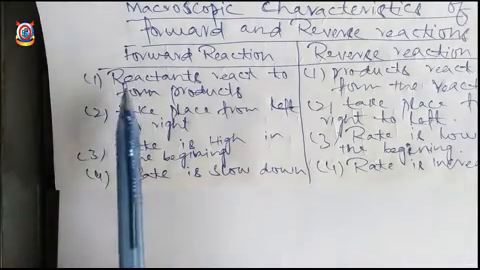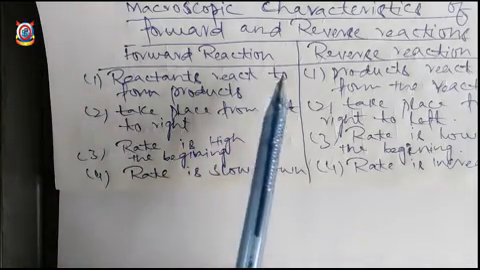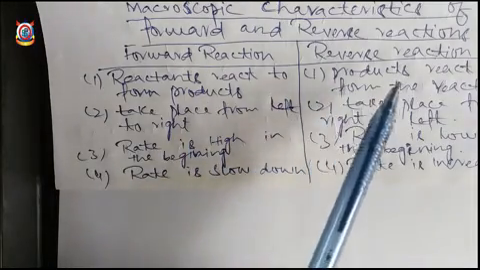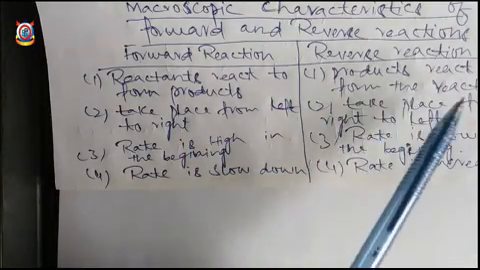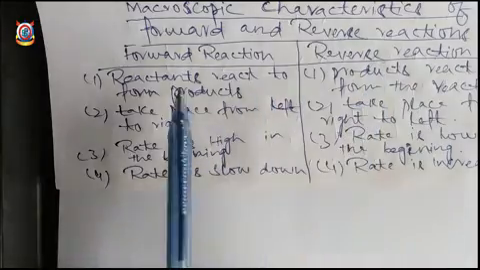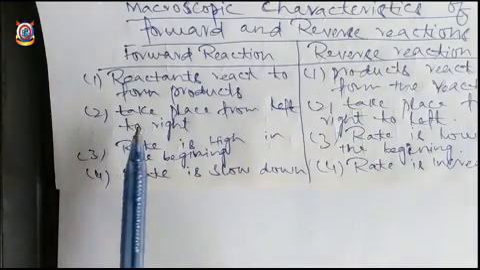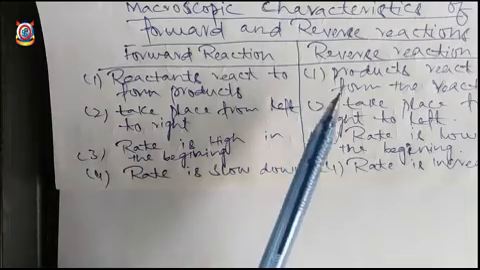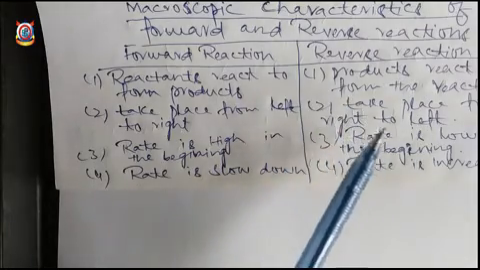In forward reaction, the reactants react together to form the products. While in the reverse reaction, the products react together to form the reactants. The forward reaction will always take place from left to right, while the reverse reaction will take place from right to left.